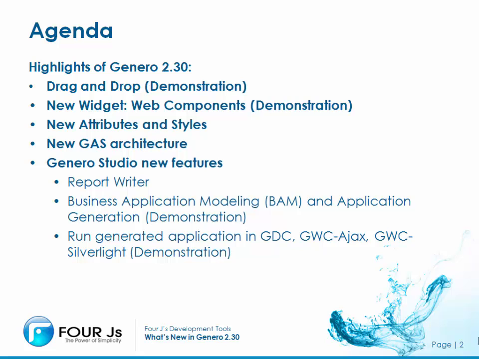Genero 2.30 is an important release introducing several key features including drag and drop, web components, the GWC for Microsoft Silverlight theme, and refined, more scalable application server architecture. In Genero Studio, we'll see the new business application modeling features, enhancements to the application generator, and new report writer features. Some of these areas will have a demonstration, and some will simply be slides showing you and teaching you about the new features.